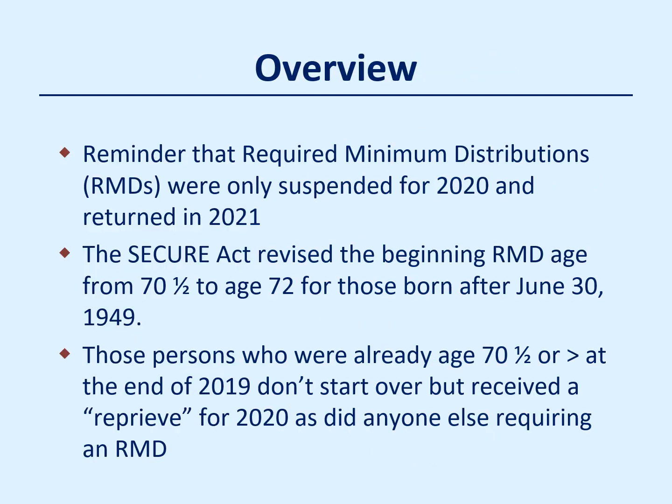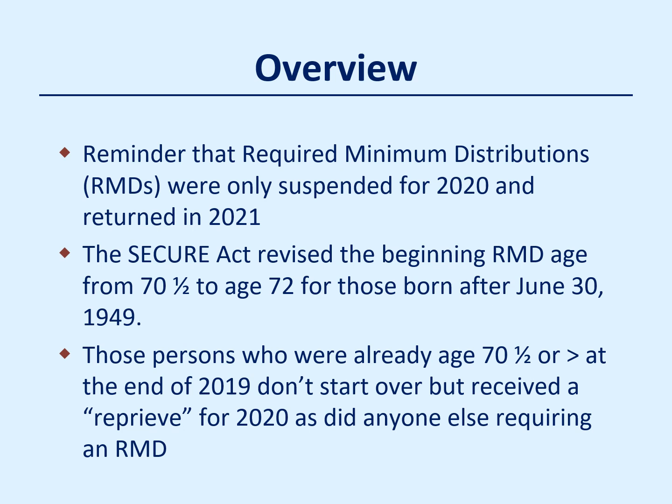So we're going to talk about required minimum distributions and kind of an overview of our brief discussion today. I want to have a reminder that RMDs were only suspended for 2020, so they've been back for a year. So clients who were in RMD years in 2021 needed to make those distributions. I also want to remind you that the Secure Act revised the beginning RMD age from 70.5 to age 72, but we have to be careful there. That's for those persons who were born after June 30th, 1949.